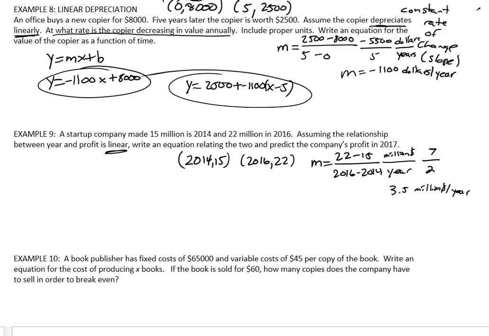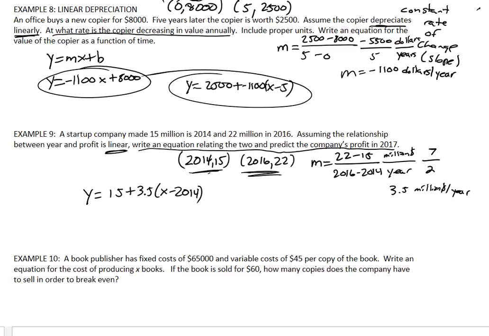So now we can use either point, doesn't matter. We can use this point, we can use this point, it does not make any difference. And we write our equation. So y equals, I'll just use the first one, 15, plus 3.5 times x minus 2014. That was the first thing they asked to do, write an equation relating the two. And then predict the company's profit in 2017.